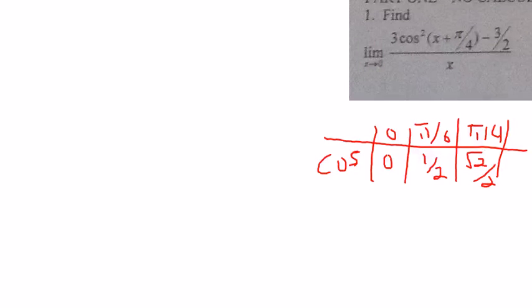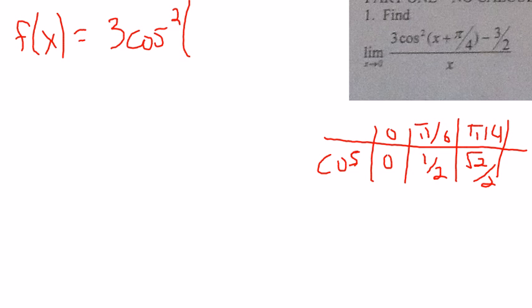It appears that my function might be f of x equal to 3 cosine squared of x. Or sorry, not of pi over 4, of x. And it also appears that this might be the derivative of this thing at pi over 4. So at x equal to pi over 4.